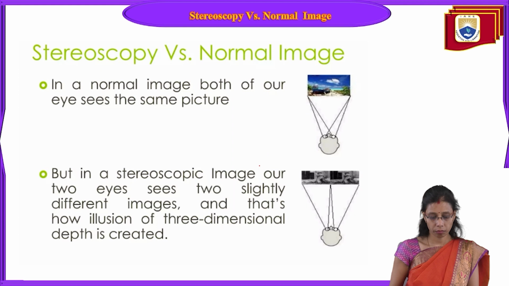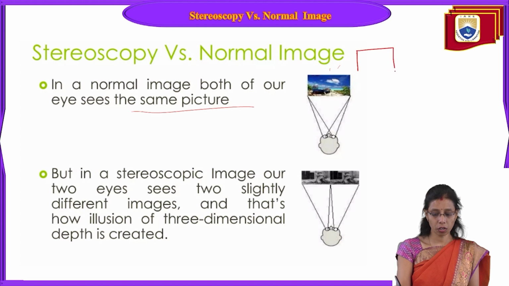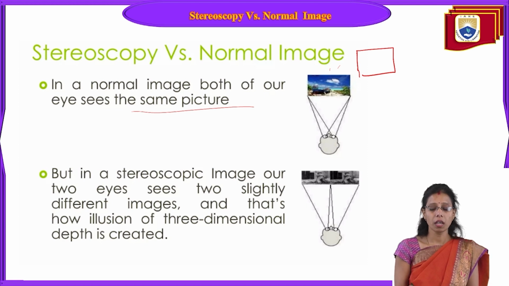So, stereoscopy versus a normal image. In a normal image, both of our eyes see the same picture. When you take a single normal image, if you see it from your left eye, it will be somewhat different, and from the right eye it will be somewhat different, but usually it will look like this.